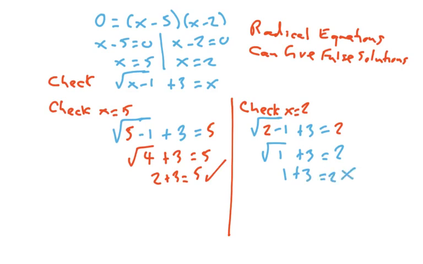No, it's not. So indeed we have a false solution, and that simply means we need to throw it away. There's only one valid solution to this equation, and that is 5. And that's all well and good, but that has solved the equation, not the inequality. What can we do from there?